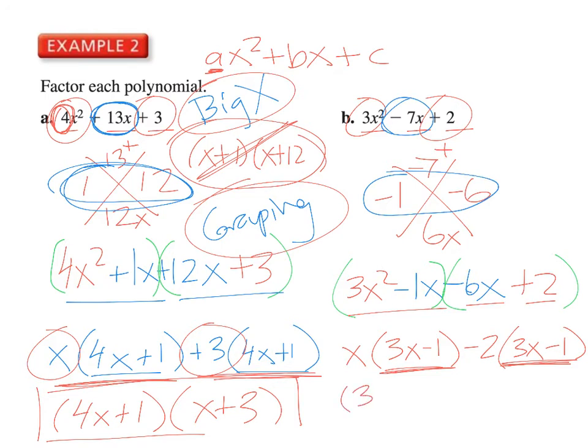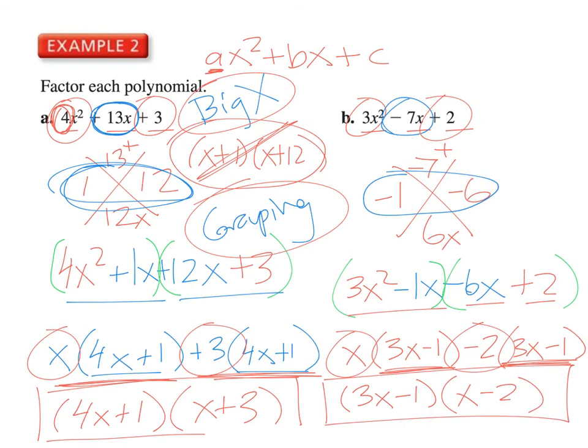So then my common factor is 3x minus 1. I pull that out, and what's left over? x minus 2. Done. All right, they become really simple to do once you get the hang of it.